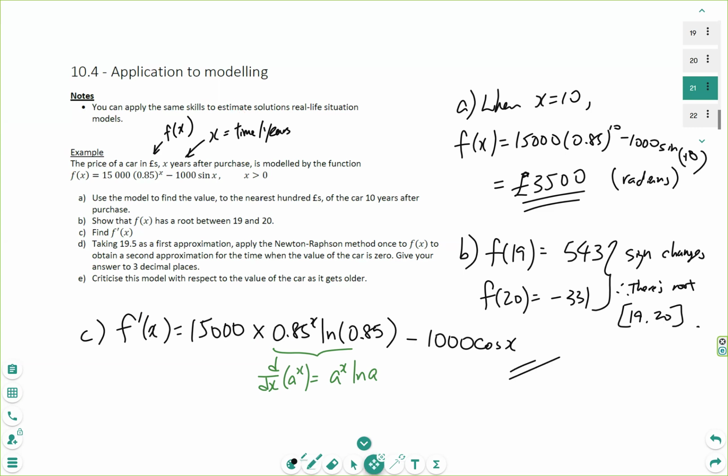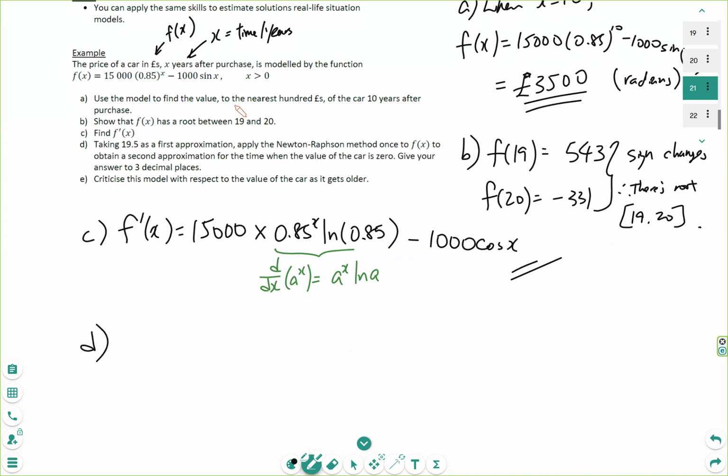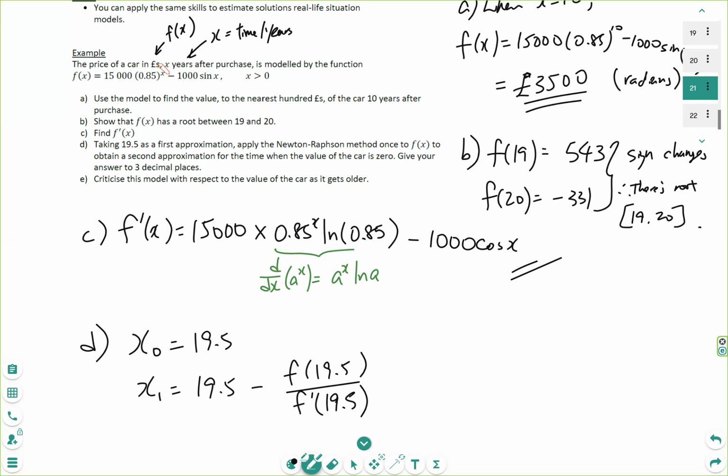Part D. Taking 19.5 as a first approximation, use Newton-Raphson once. So Newton-Raphson tells me x n plus 1 equals, so I will do x1. It means x0 is 19.5. So x1 equals 19.5 minus f of 19.5 over f dash of 19.5. You should substitute 19.5 into the original f of x in the numerator, and in the denominator you should substitute 19.5 into the answer in part C.